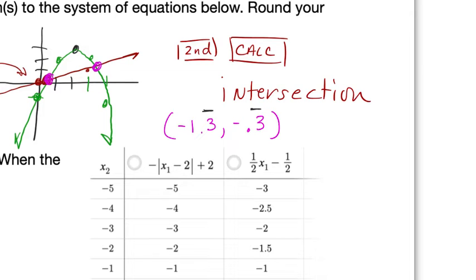The other point that I found, because they intersect each other twice, came out really nice. It came out to x is 4, and y is 1. Just like that. Okay, and again, you'll put that in your calculator, and you should be able to find those points in class to help you out.